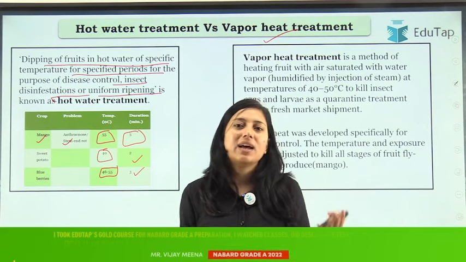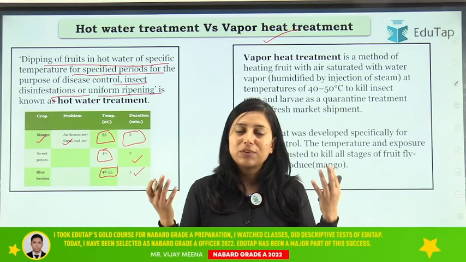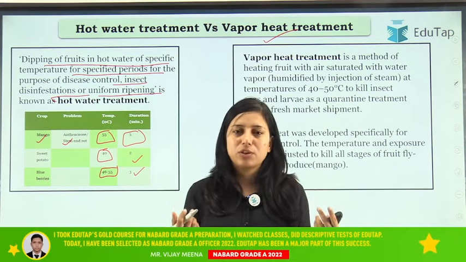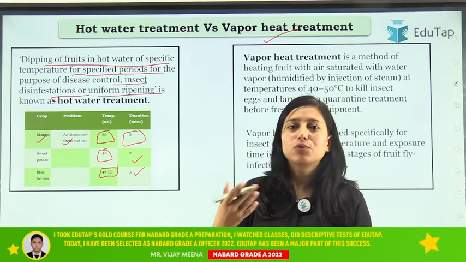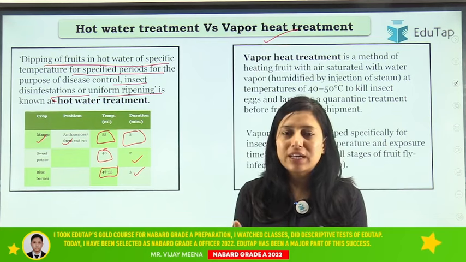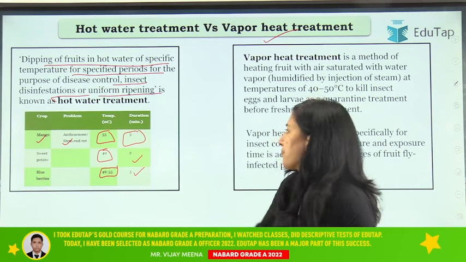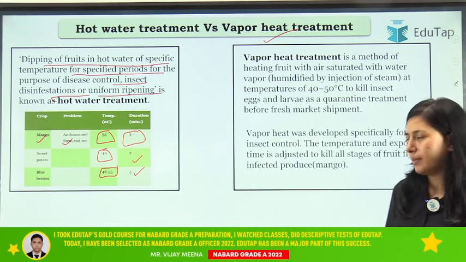So from here you can understand that for every produce, the temperature and duration will vary. Okay, it's not like you will give hot water treatment to each and every produce at a particular temperature. It depends upon the type of produce, the fruit that you are disinfecting, right? So that is your hot water treatment.